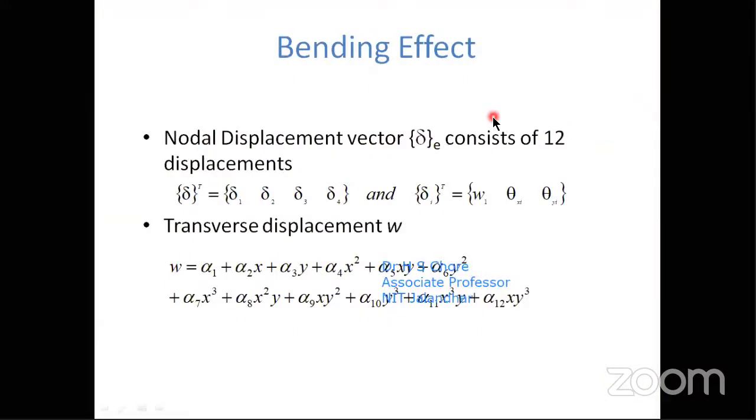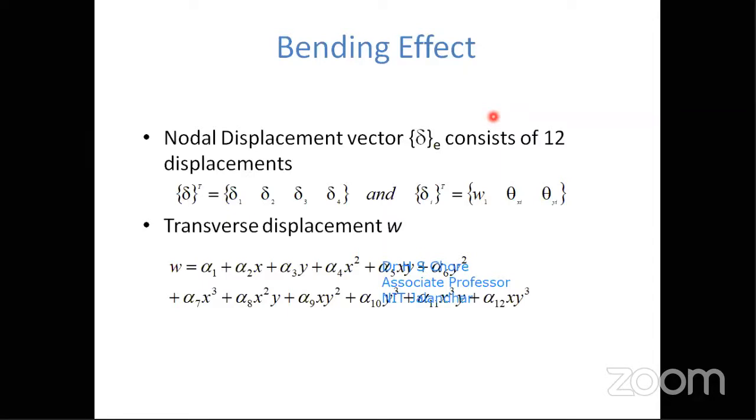Now, in the case of the bending effect, we can first assume a thin plate. The displacement vector consists of 12 degrees of freedom, that is, for each node we have 3 degrees of freedom: the transverse displacement W, and rotations theta X and theta Y about the X and Y axes. Using the Pascal triangle for these 12 degrees of freedom, we model this by assuming a polynomial in XY coordinates. So W consists of a polynomial with 12 terms in it.